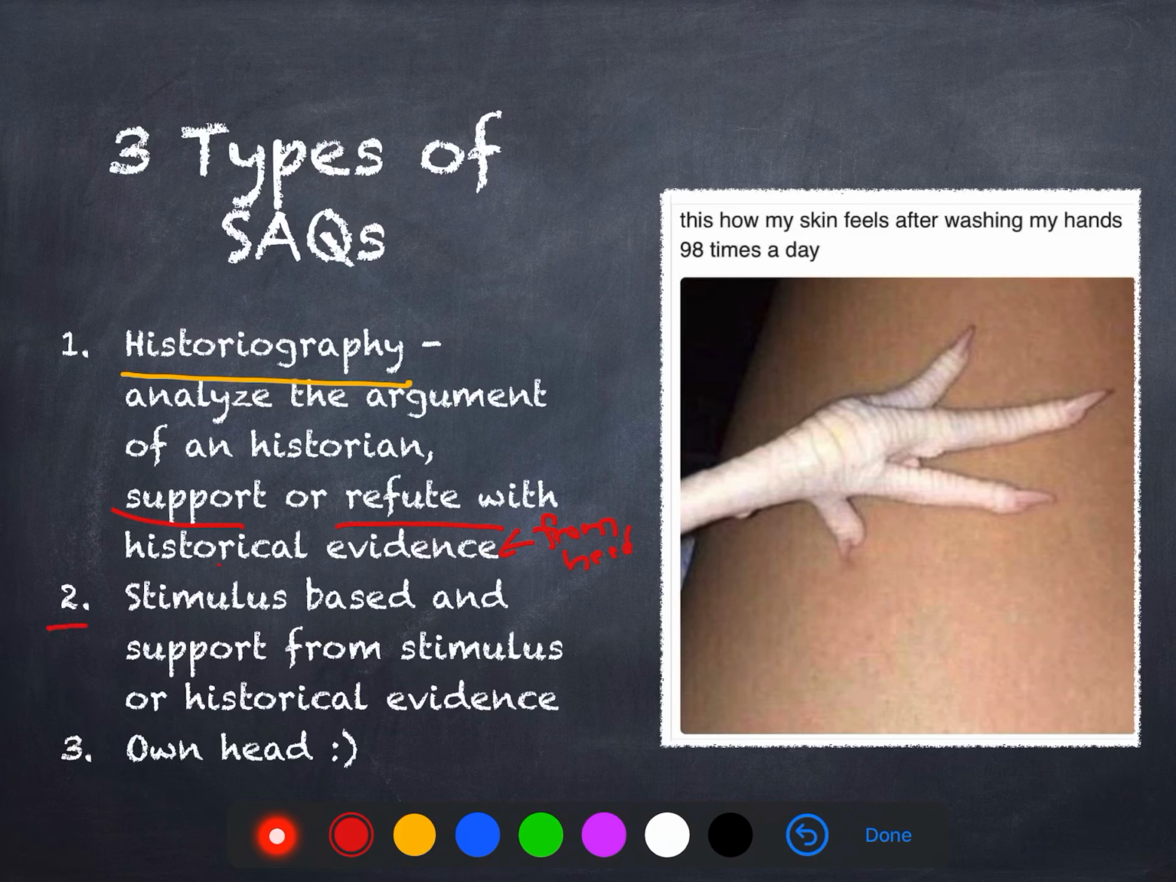The second type is a stimulus-based question, and you remember what stimuli are. The stimulus can either be an excerpt from a text, or it'll be a picture or a photograph, a painting, a piece of artwork, and so on. And then you still have to use historical evidence from your head. What is this showing? Where is this from? And then sometimes they ask you to do one that's all from your own head. I personally think this one's the easiest because I think you can get really tripped up on the other 2.